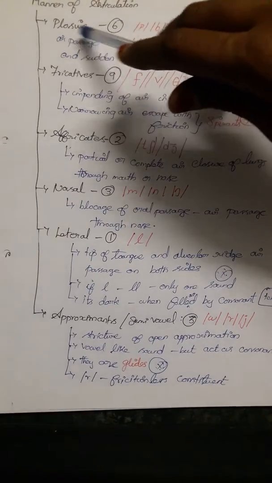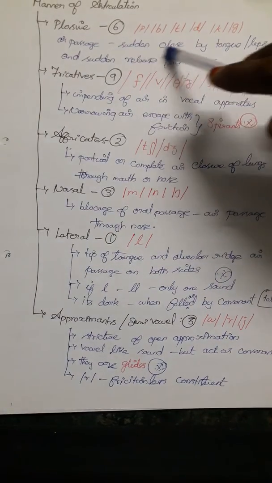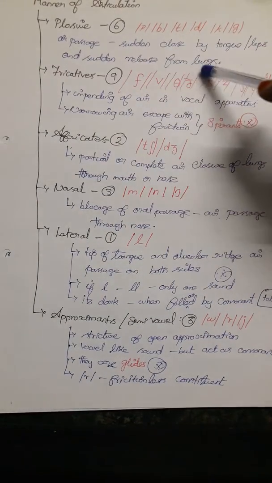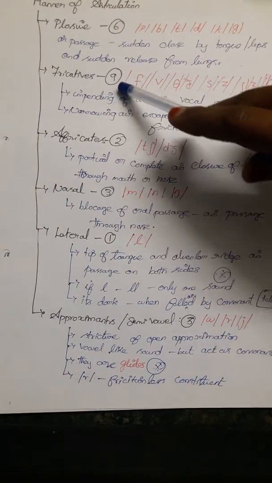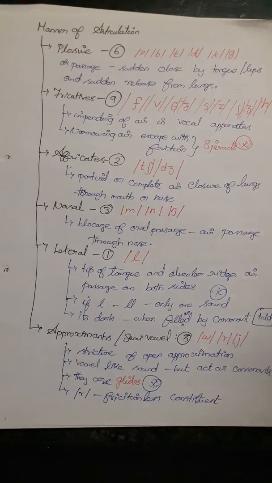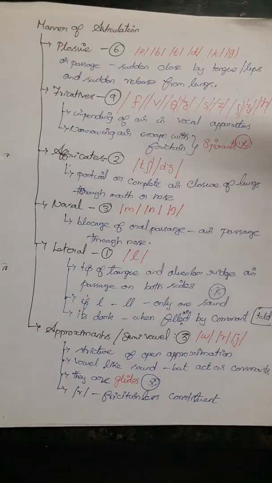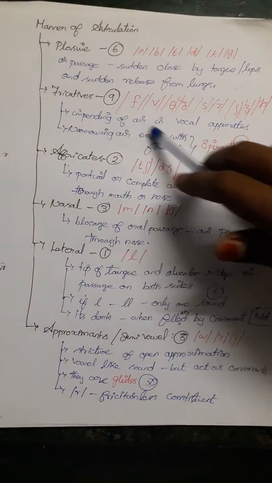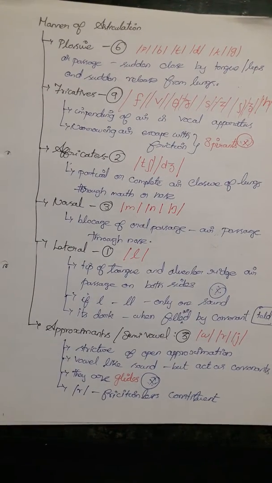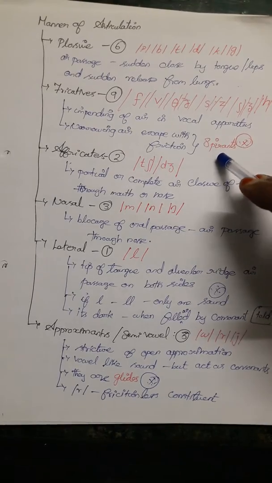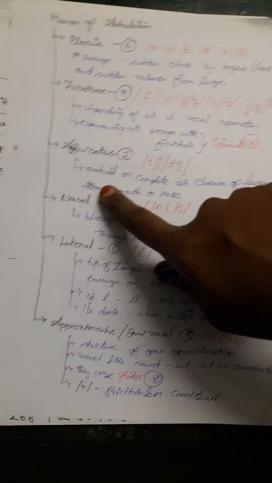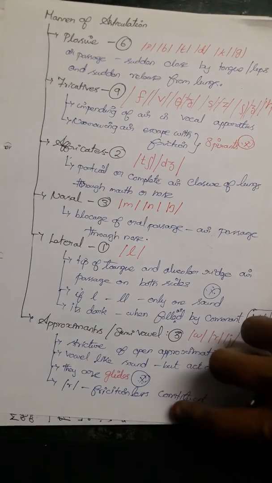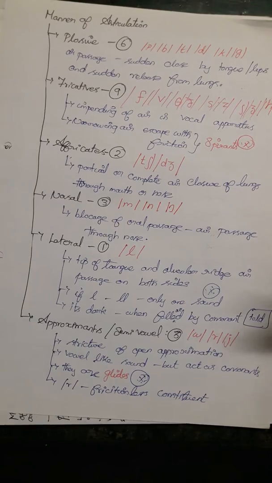And I have mentioned the manner of articulation. In plosives, the air passage has a sudden closure by the tongue and the lips, and a sudden release of air from the lungs. We have 6 plosives, and in the fricatives we have 9 consonant sounds. They involve the impeding of air in the vocal organs and narrowing so that air escapes with friction. And affricates, we have 2 affricate sounds, with partial and complete air closure, and the air passes through the mouth or nose.